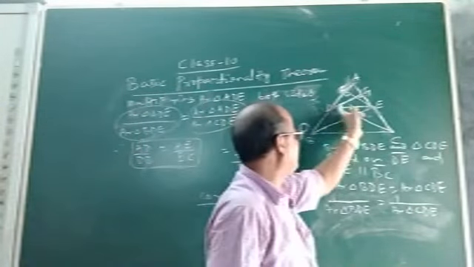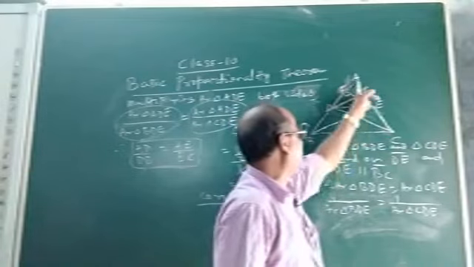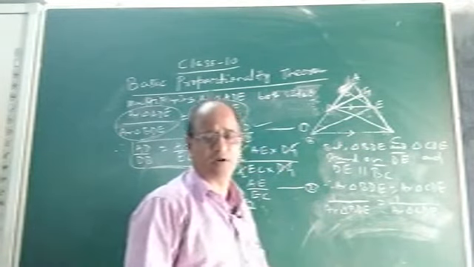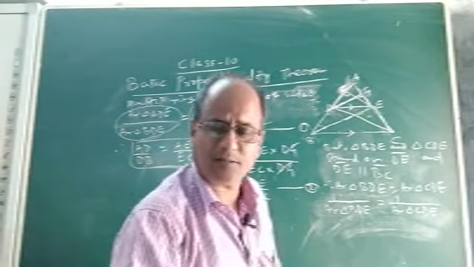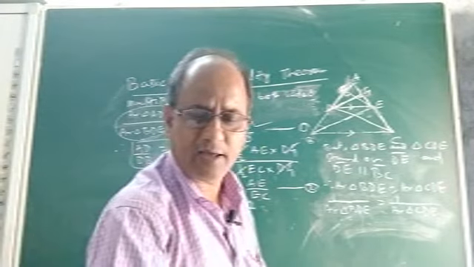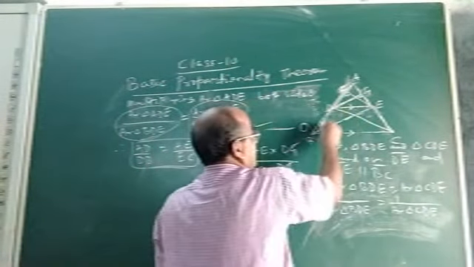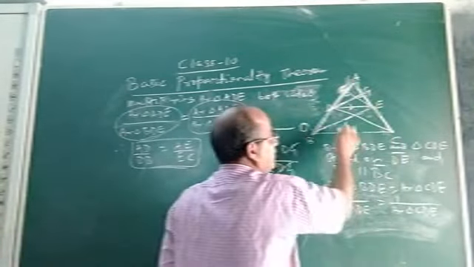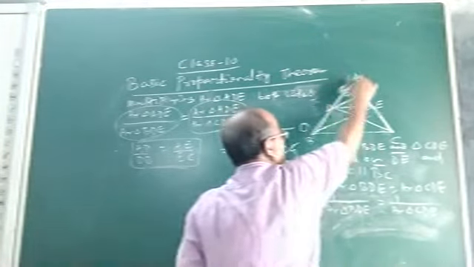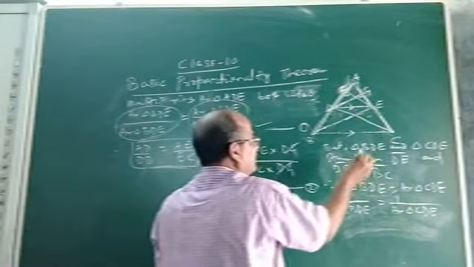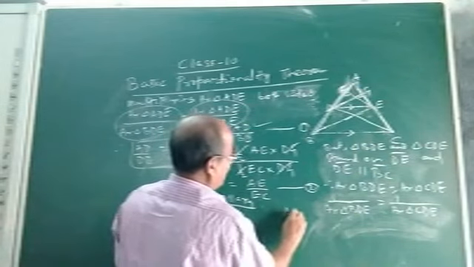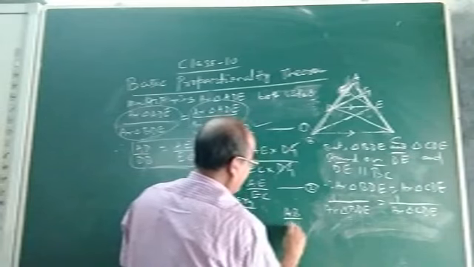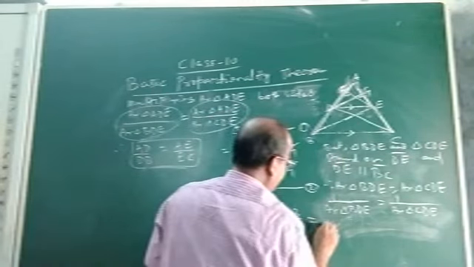We saw that if DE is parallel to BC, then AD by DB equals AE by EC. What are the other things that we can derive out of this basic proportionality theorem? There are many other possibilities. One such possibility is AB by AD will be equal to AC by AE. We proved that AD by DB equals AE by EC. It is also true that we can easily prove AB by AD equals AC by AE.